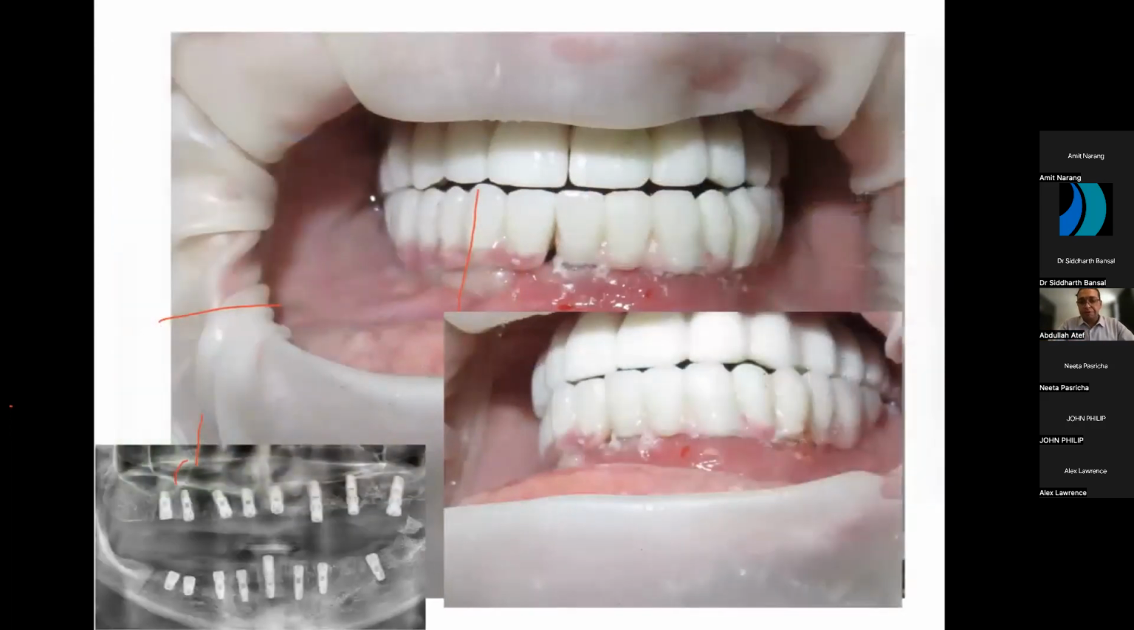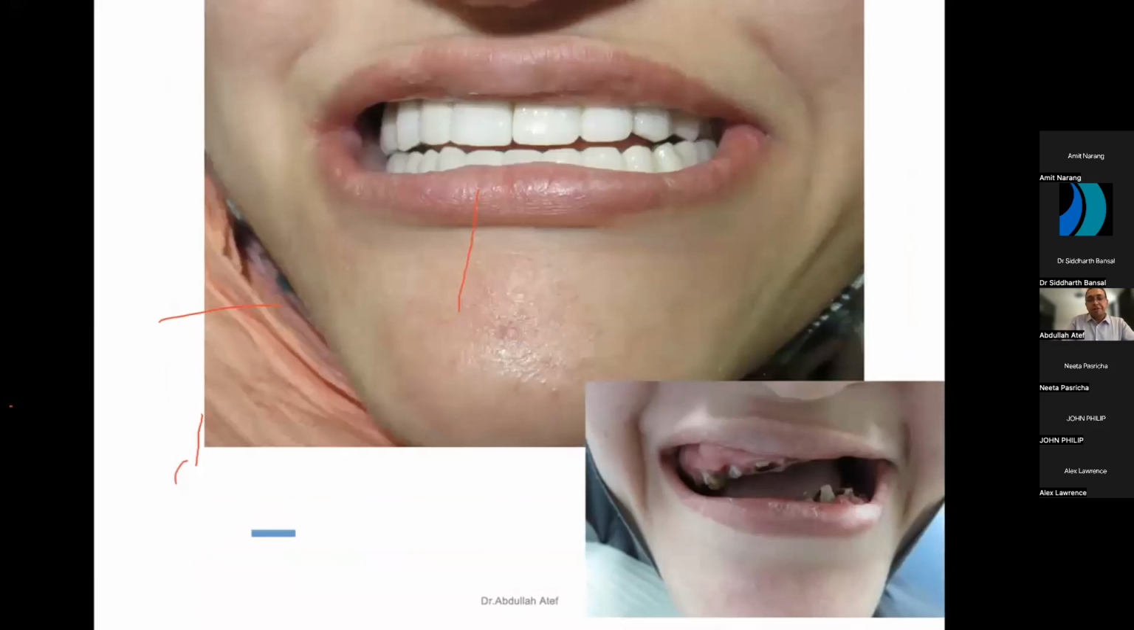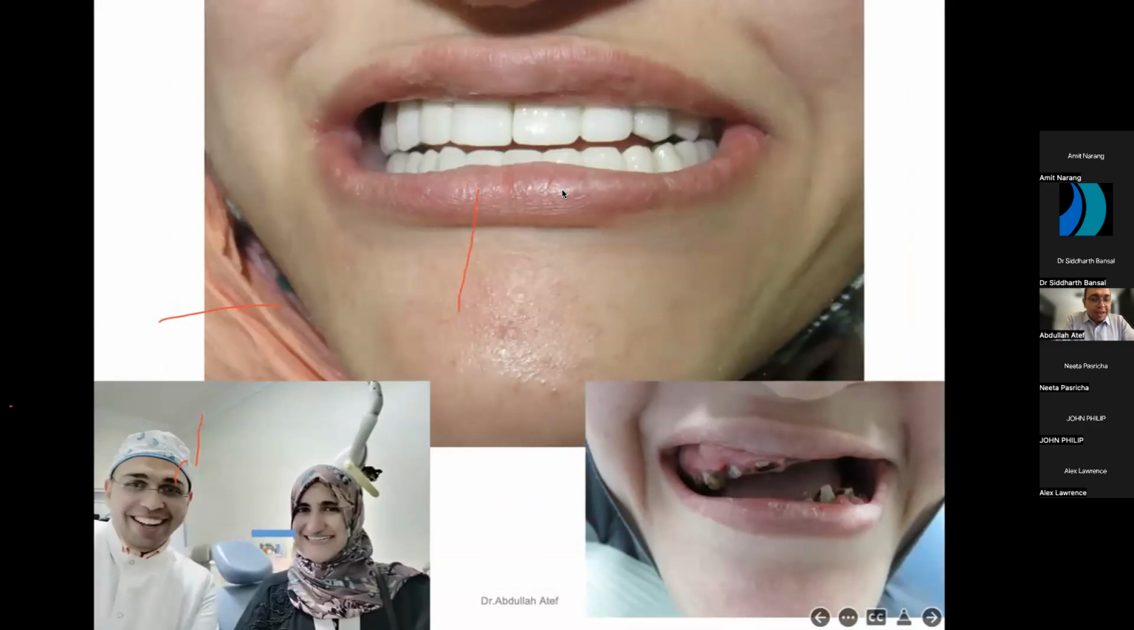And then you find here at the end the final restoration of the patient, and the final occlusion, which changed her life from before to after. Now she can smile in a very nice way.